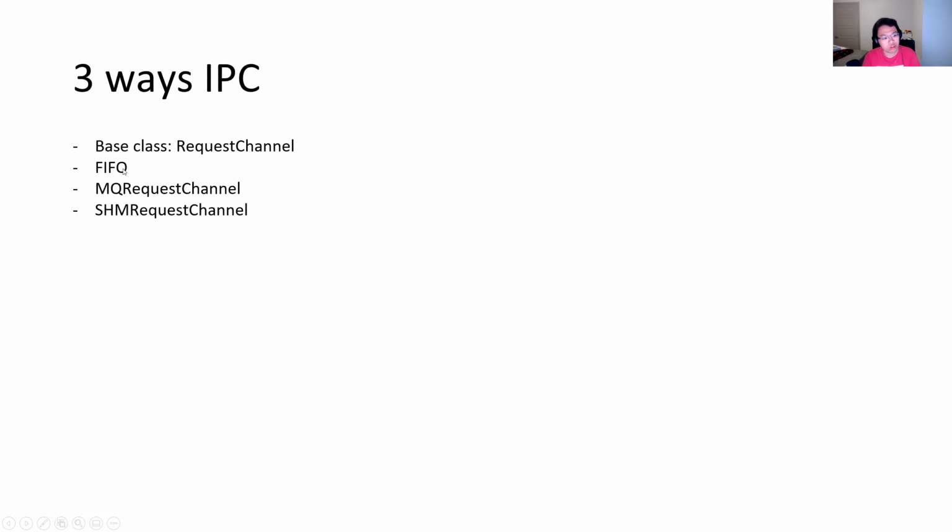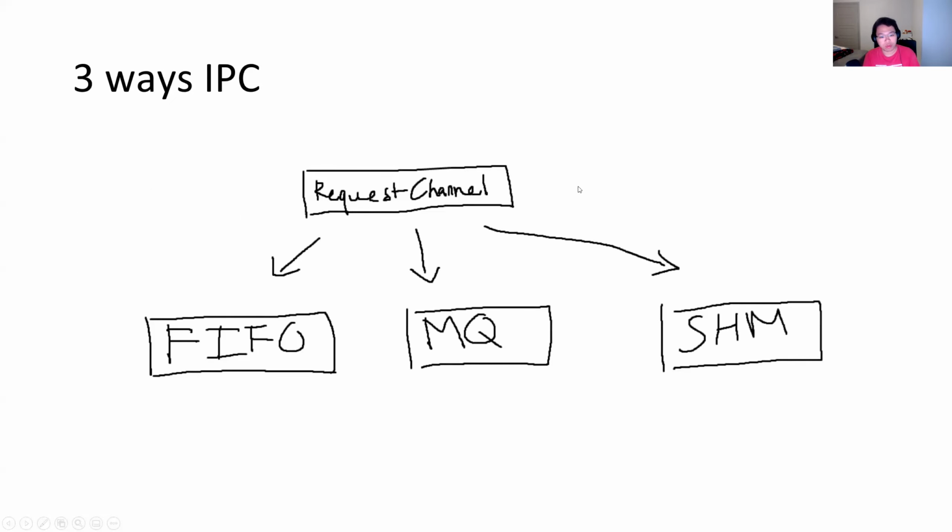For the 3 IPCs, you have a base class of request channel. You have FIFO, which is already written for you. You don't have to touch anything. You have message queue request channel, and then you have shared memory request channel. So you have a base class here that's spawned into 3 classes that inherit the request channel and do their own things.